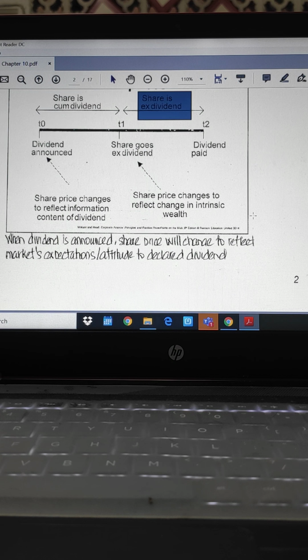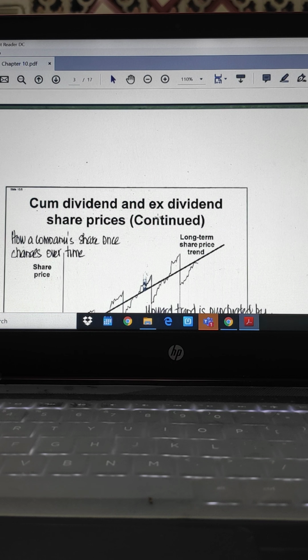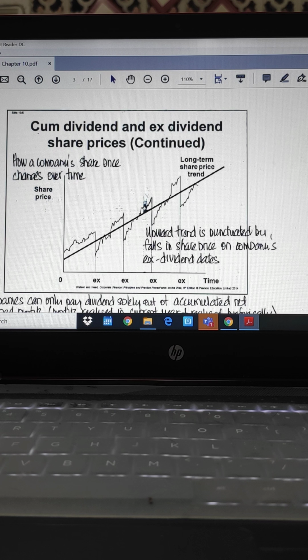In the next slide, you will notice a graph. Whenever the company declares dividends, you will notice a drop in the share price. You can see it in this highlighted portion here, as well as here, and as well as here. The drop in the share price will reflect the amount of dividends to be paid.